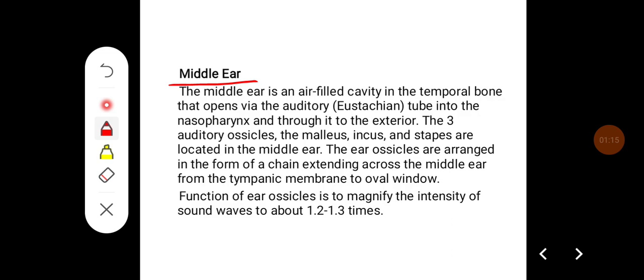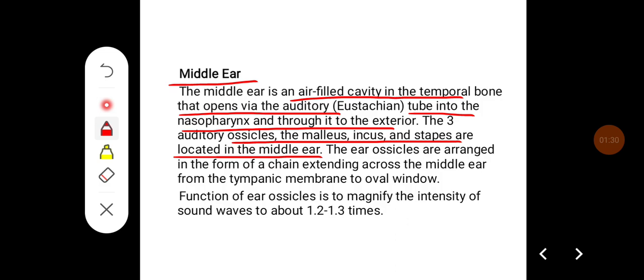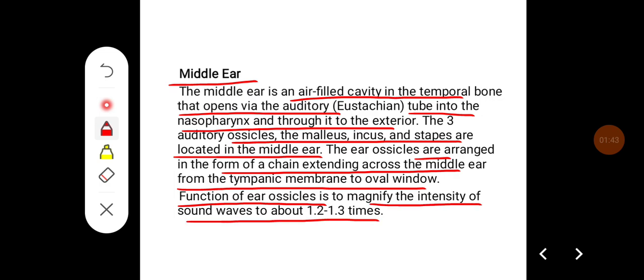Middle ear. The middle ear is an air-filled cavity in the temporal bone that opens via auditory tube into nasopharynx and through it to the exterior. The three auditory ossicles, malleus, incus, and stapes, are located in the middle ear. The ear ossicles are arranged in the form of a chain extending across the middle ear from tympanic membrane to oval window. The function of these ear ossicles is to magnify the intensity of sound waves to about 1.2 to 1.3 times.